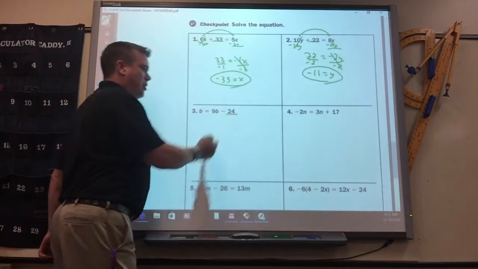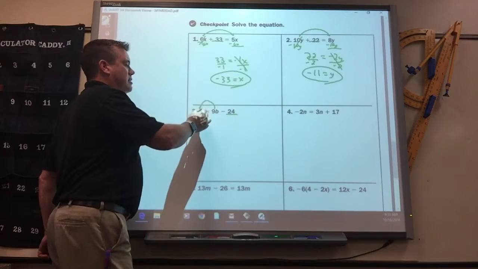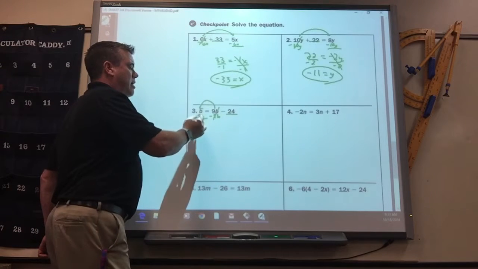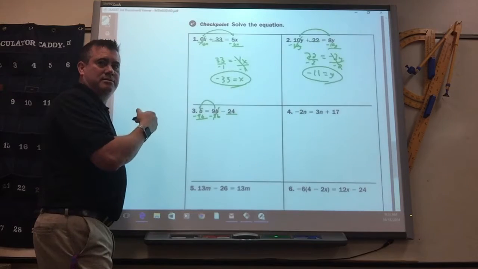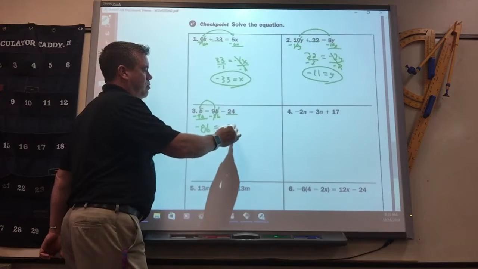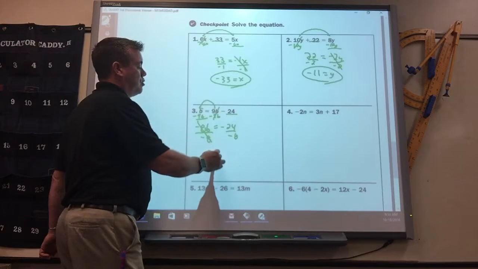Again, here's a number, it's the only regular number, so get that 9b out of there. It's a plus, so you minus it. B, take away 9b, negative 8b, equals negative 24. So divide by negative 8, and you get 3.